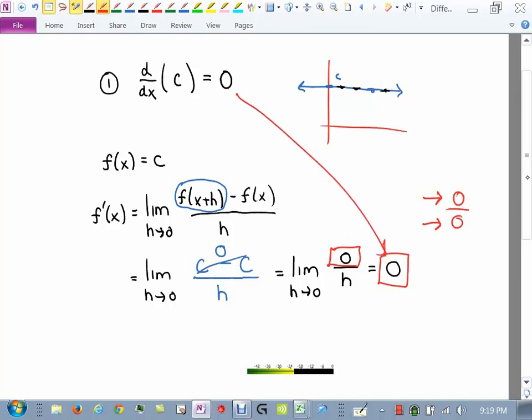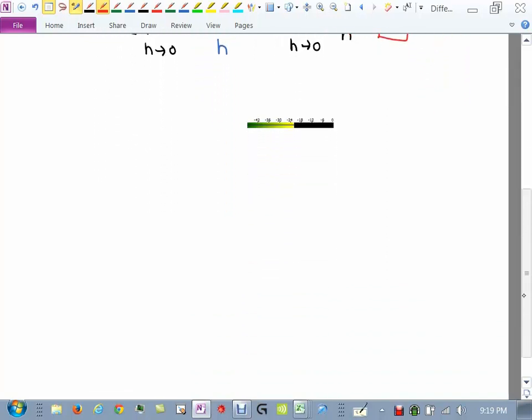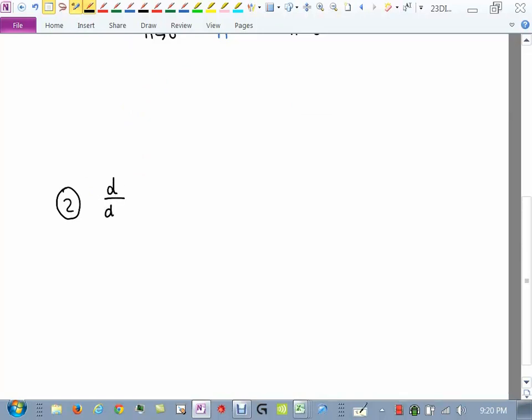2. What is the derivative, treating x as our variable, of the function x itself? Well, again, let's take a look at a graph. The function x is the identity. It's the perfect diagonal line. And if we go to any point on this line and we look at the slope, it's always 1, right? Rise over run, up 1 over 1. So the answer to this should be 1, which it is. Now, how can we show that?